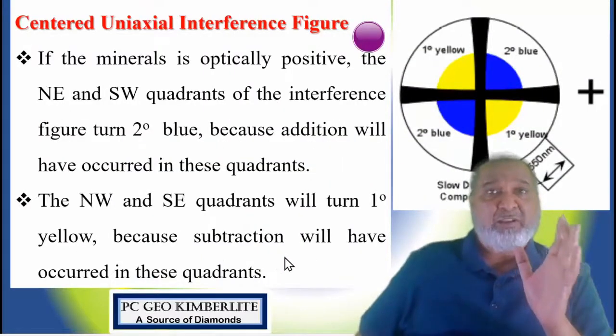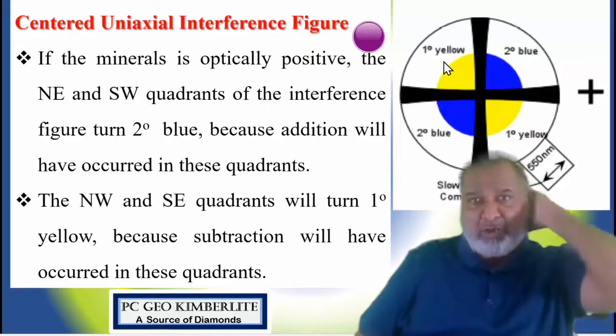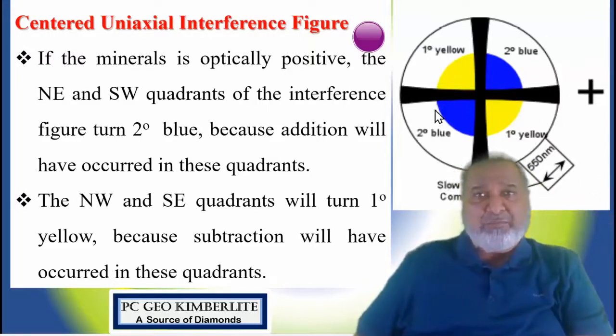This is a very important one. If the mineral is optically positive, the northeast and southwest. This is quadrant 1, quadrant 2, quadrant 3, and quadrant 4. Remember, this is the way you are going to make out in a clockwise direction. And now, very important, the yellow dots. If the yellow dots are crossing this slow ray, the mineral is positive.